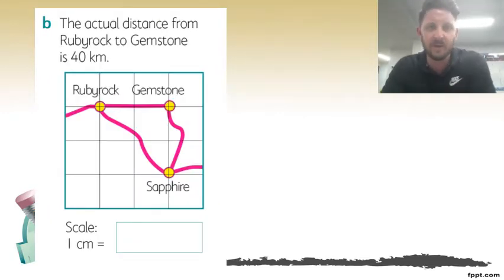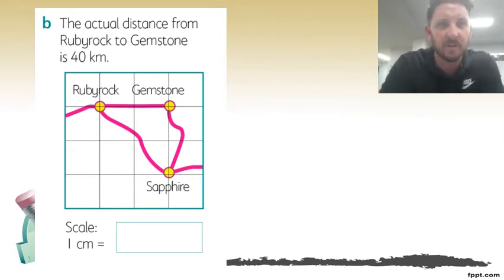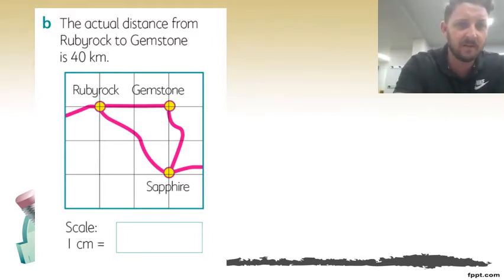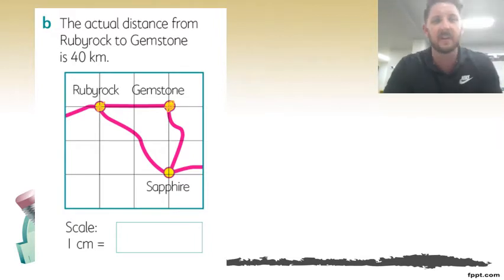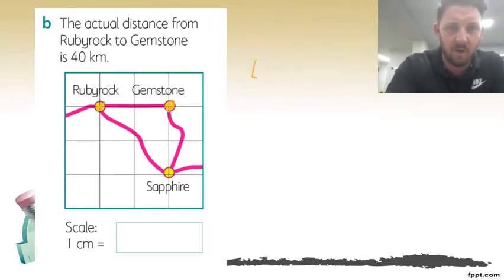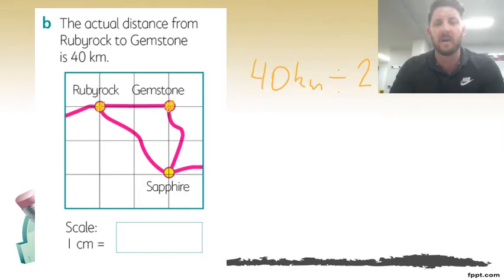This one's a little bit trickier. It asks you for the actual distance between Ruby Rock and Gemstone. Now I can see Ruby Rock is over here, and Gemstone is over here, and you can see that it covers 2 squares. Now I know that I have 40 kilometres between the 2 squares, and I know that I have 2 squares. So I'm going to see how much each square equates to.